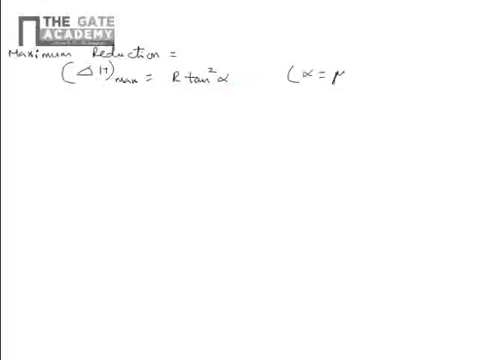In rolling, as we have discussed, the maximum reduction in thickness of the sheet, delta H max, equals R tan square alpha. This maximum reduction happens when alpha equals beta. So we know that alpha equals the angle of bite. Similarly, what is beta? Beta equals the friction angle.